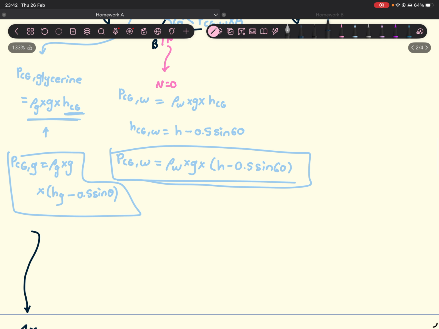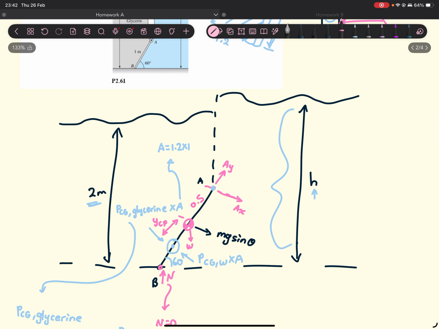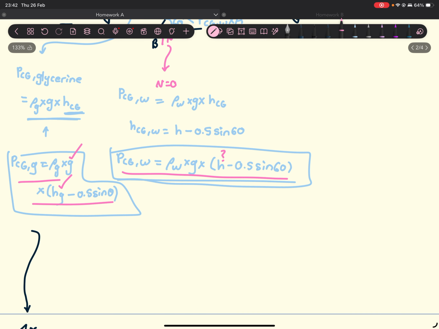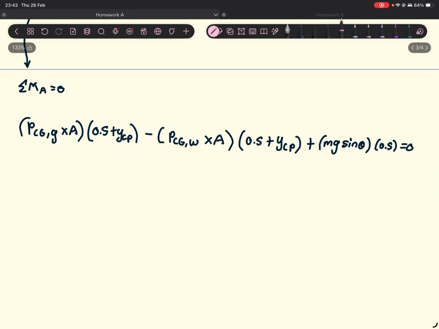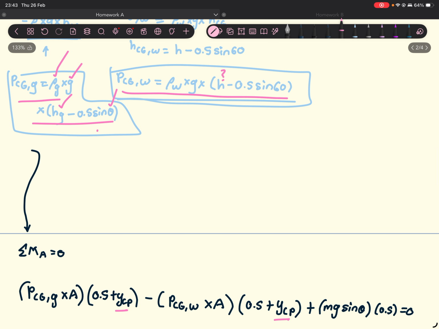Okay, so we've got our equation for our pressures over here, and these pressures just have h as an unknown. Hg we know, which is the 2 meters. g we know, obviously. And then rho g we can get from our textbook. Theta we know is 60. So the only thing that's missing is h, which is perfect. That's what we want. So h is just the thing I'm solving for. Cool. Now we need to find ycp. So we can substitute these equations here for pressure, and then we'll get our h over here as an unknown.